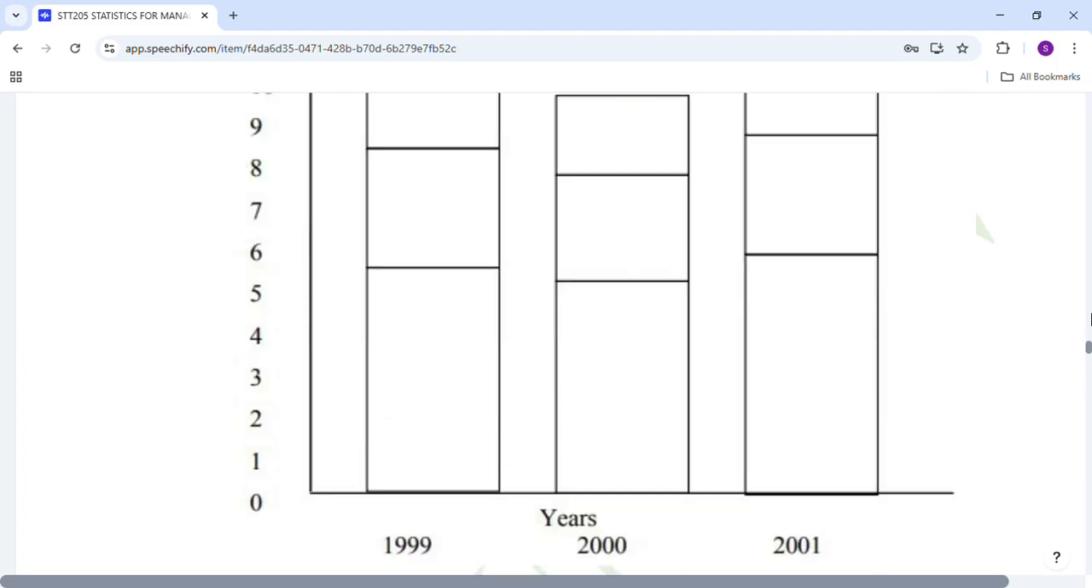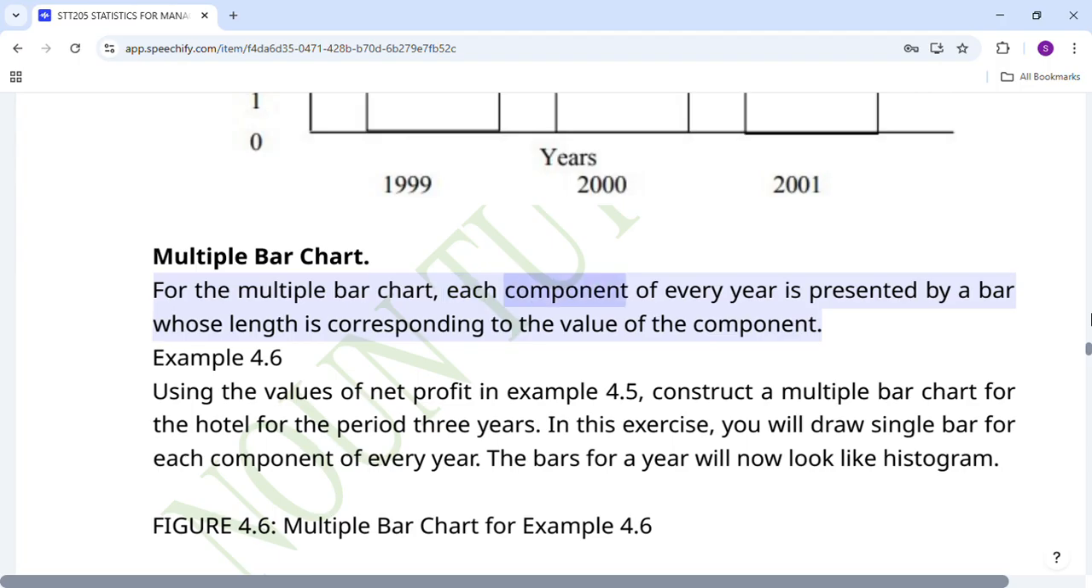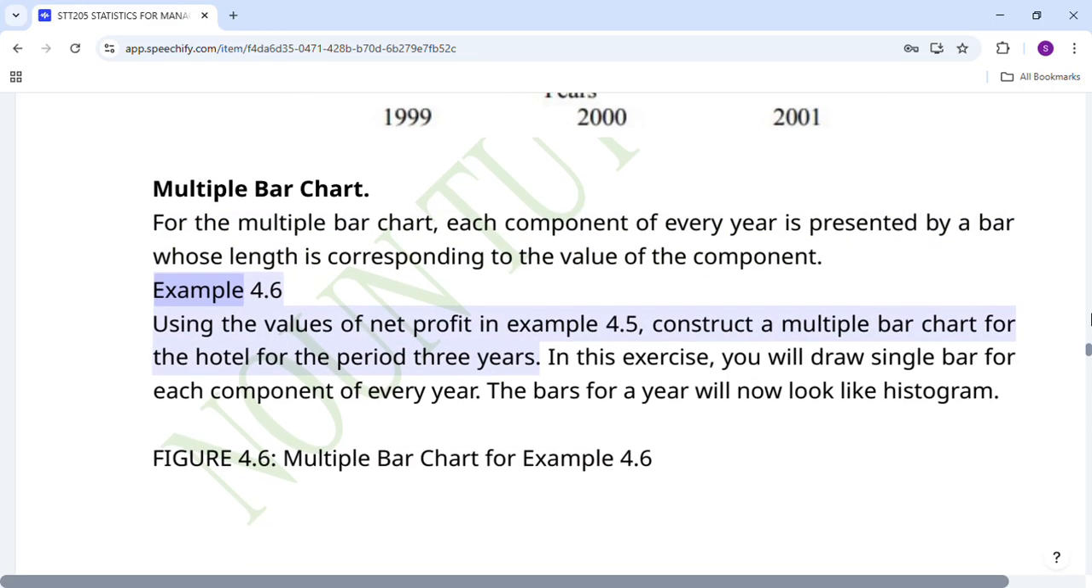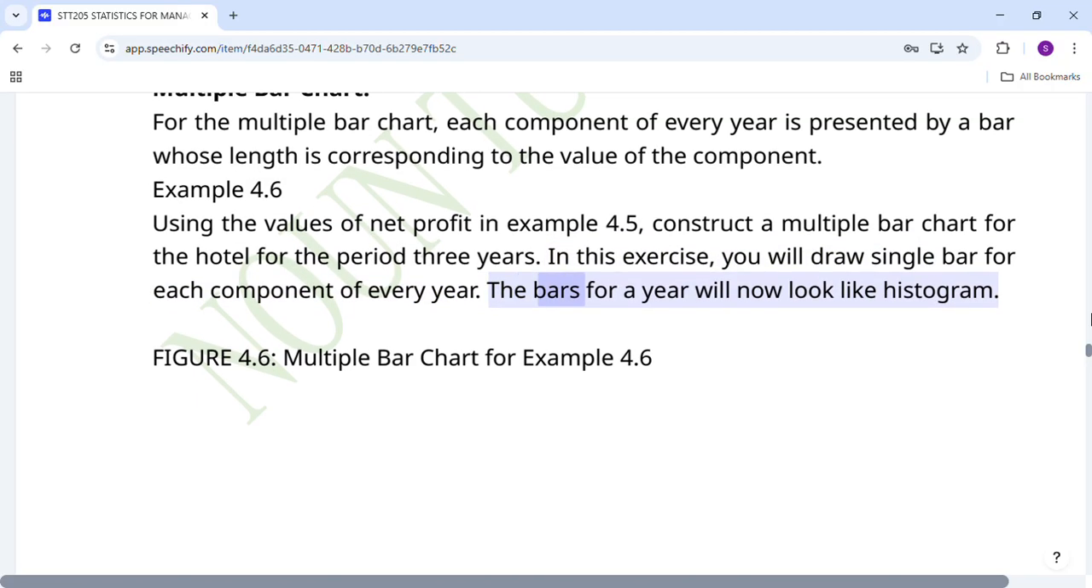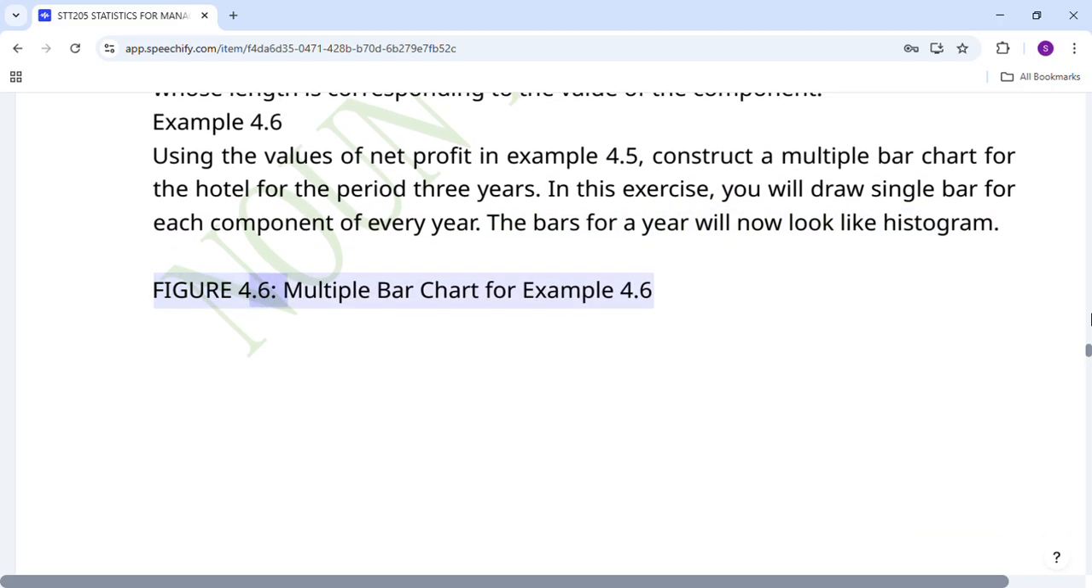For the multiple bar chart, each component of every year is presented by a bar whose length corresponds to the value of the component. Example 4.6. Using the values of net profit in example 4.5, construct a multiple bar chart for the hotel for the period of 3 years. In this exercise, you will draw a single bar for each component of every year. The bars for a year will now look like a histogram. Figure 4.6, multiple bar chart for example 4.6.